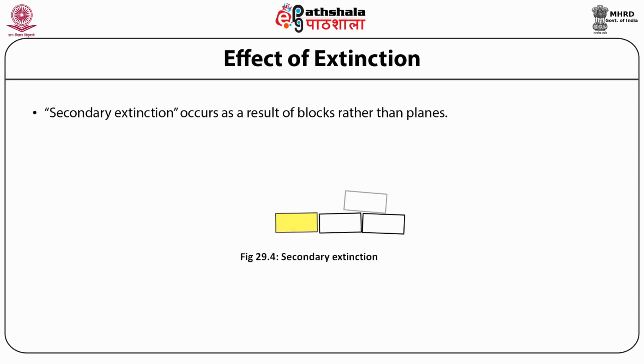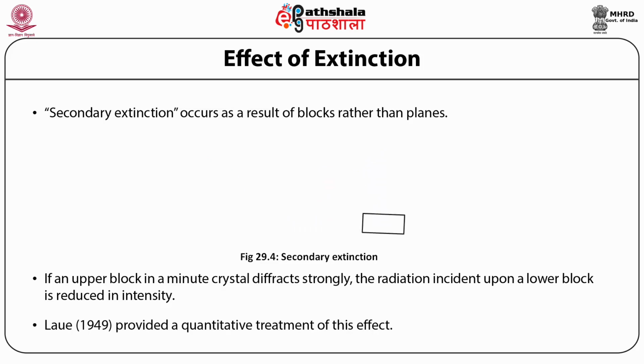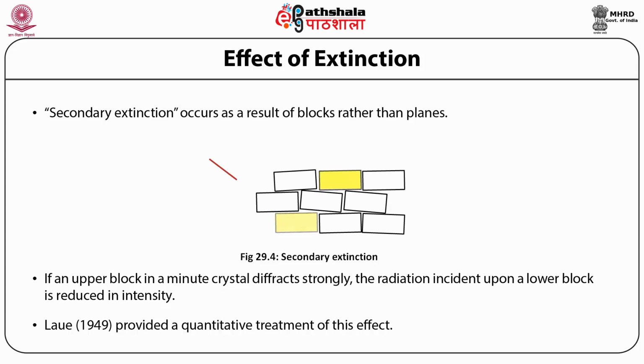Secondary extinction occurs as a result of blocks rather than planes. That is the difference between primary and secondary extinction. If an upper block in a minute crystal diffracts strongly, the radiation incident upon a lower block is reduced in intensity. Lavey provided a quantitative treatment of this effect in 1949 itself. The figure clearly shows what we mean by secondary extinction.